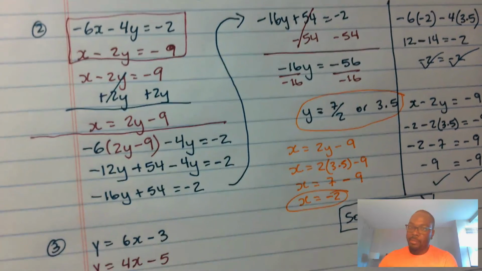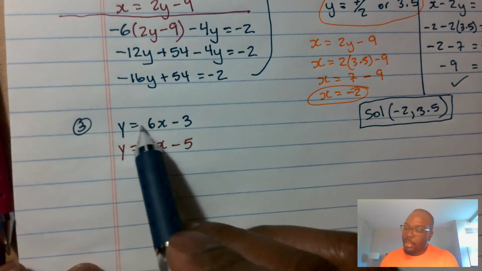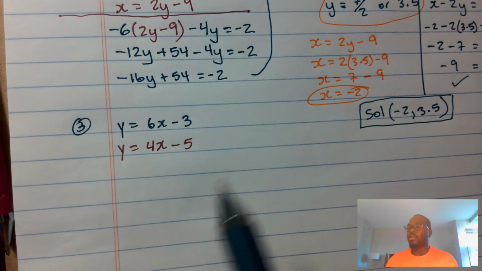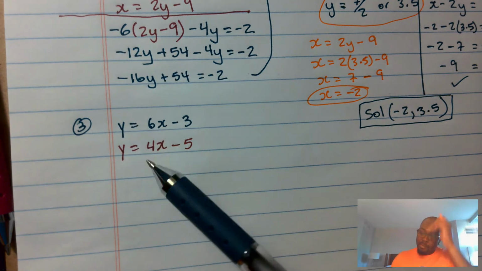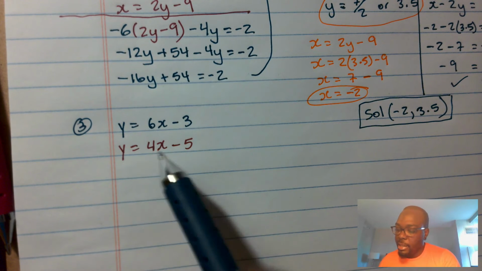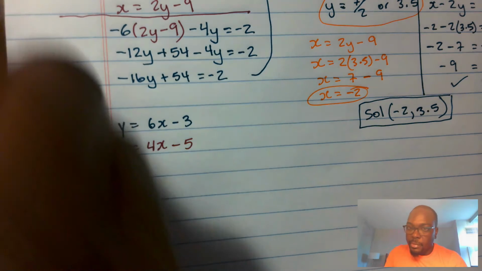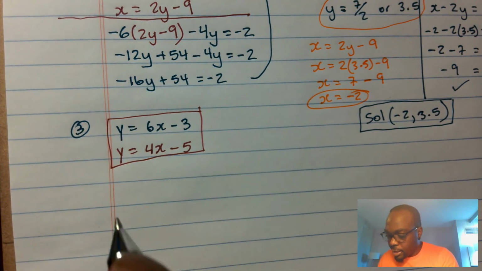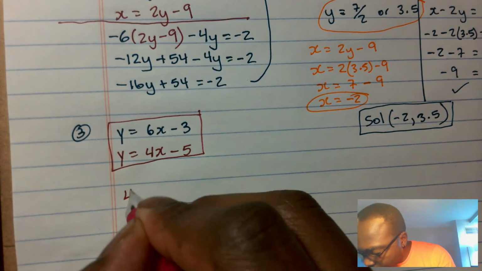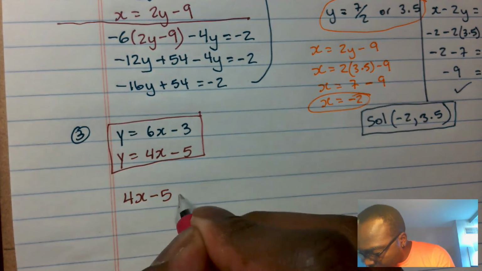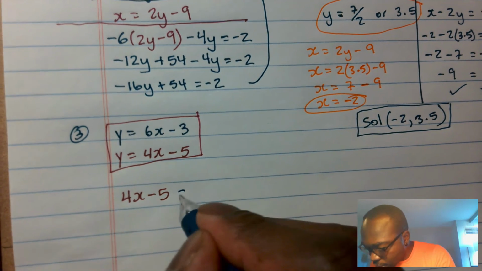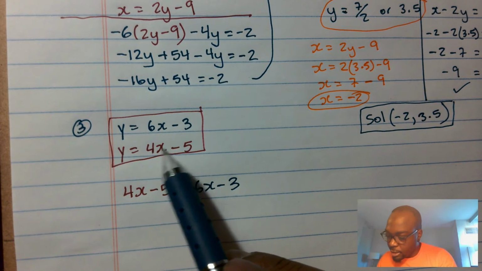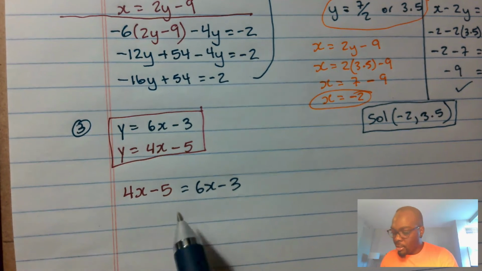So let's look at the last problem now. I have y is equal to 4x minus 5, and I also have y is equal to 6x minus 3. So I have values for y in both. What I can do is take the value of one of these y's and replace the other. So what do I mean by that? I can say 4x minus 5 is equal to 6x minus 3. As you can see, I just took the value here for y and replaced this y. So now I'm going to solve for x.